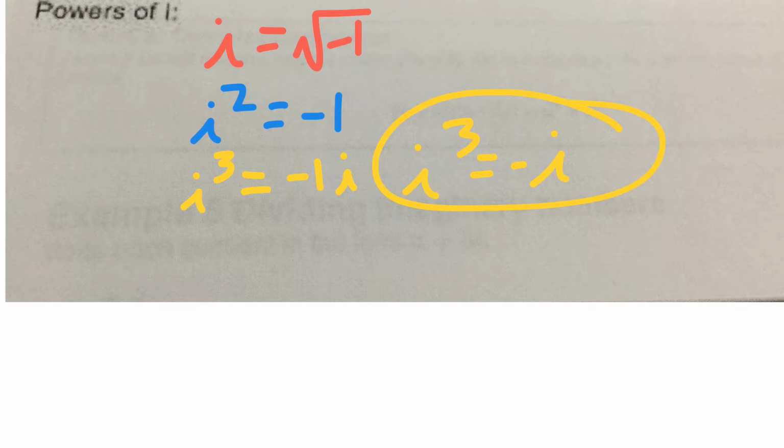And now if I multiply both of those by i, that becomes i to the fourth equals... because if I multiply by i, that becomes negative i squared. I squared is the same thing as negative 1, so it becomes minus negative 1, which is positive 1.